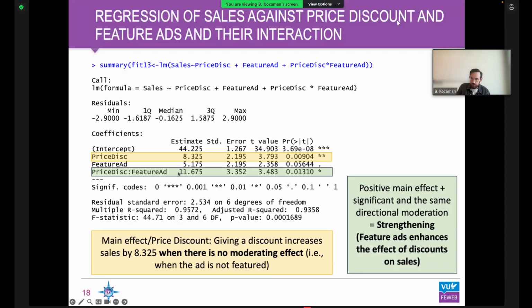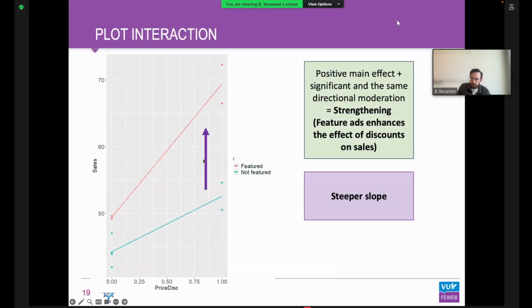So this was 11.675. We saw that this effect becomes higher when the discount is featured. And here you see this price discount 0 and 1. So you see this as a numeric variable, but it actually only has two levels. This is 0 and 1. So when the price discount goes from 0 to 1, you have higher sales in both cases. But this effect is higher when the discount is featured in the flyer. So this is then a strengthening effect.